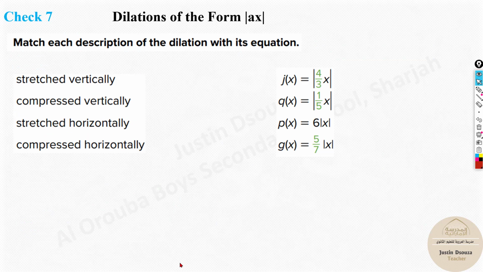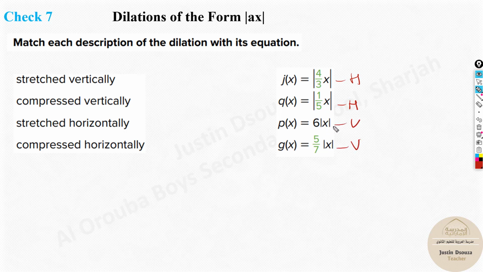These are easy, pretty easy problems. Now I will solve these. I hope you have tried it. Match each description with the dilation with its equation. So now here you can see these two are inside the bracket. So what would you do? When you look at this inside, this is horizontal, H, horizontal. Outside will be vertical, vertical.